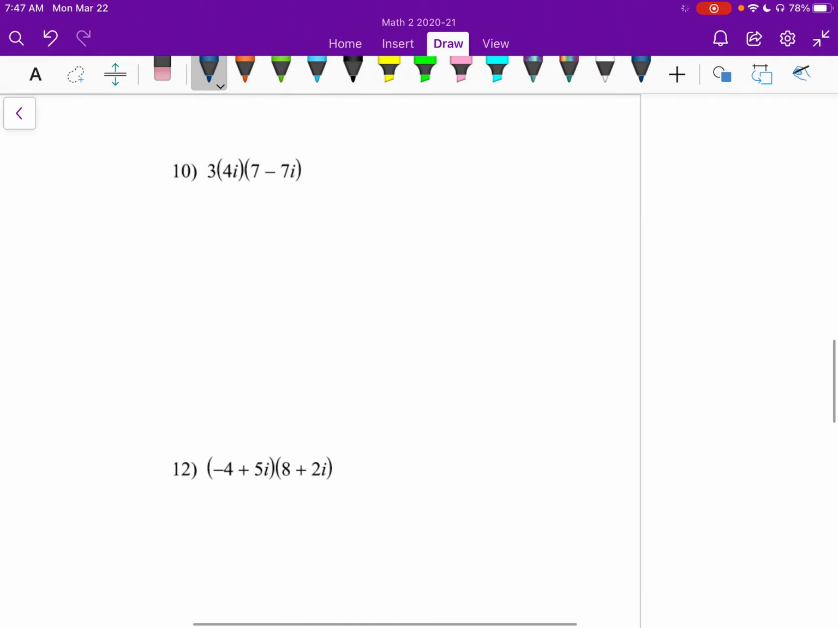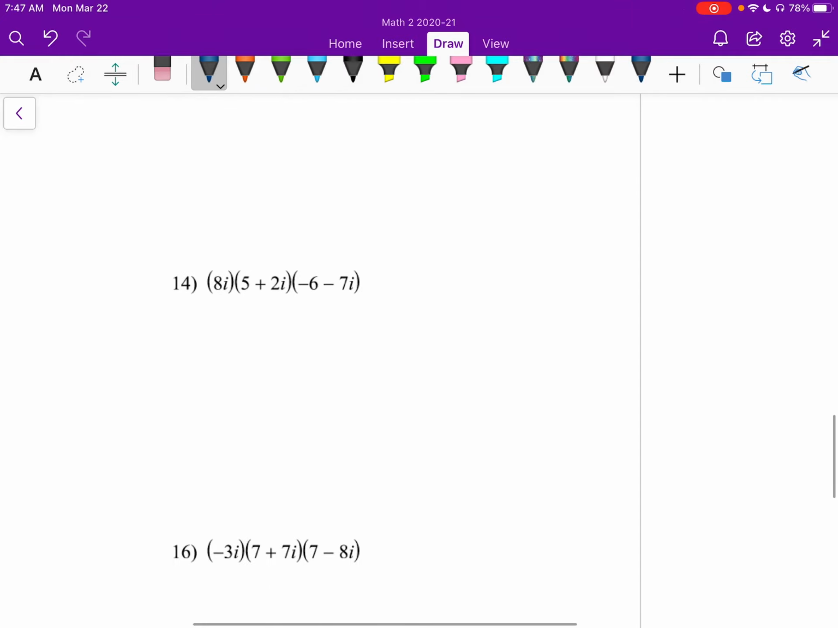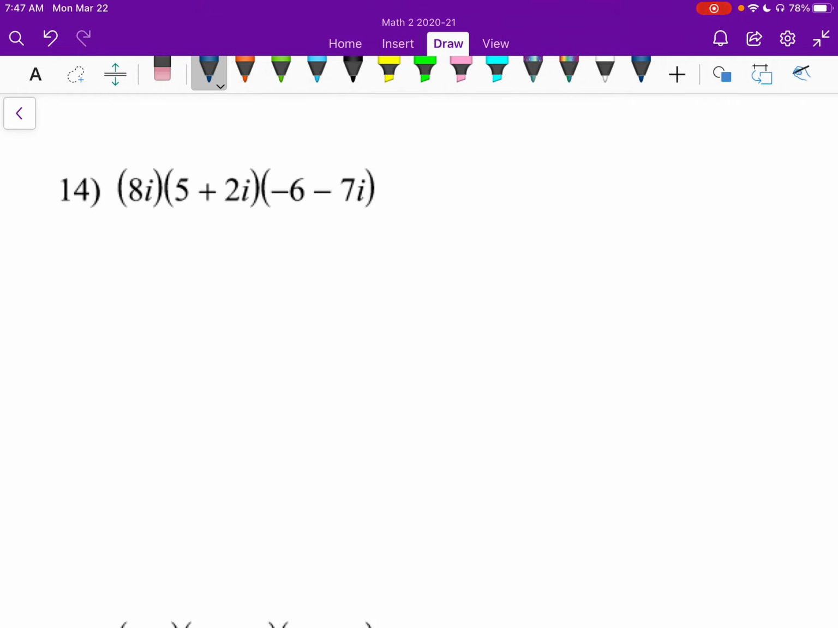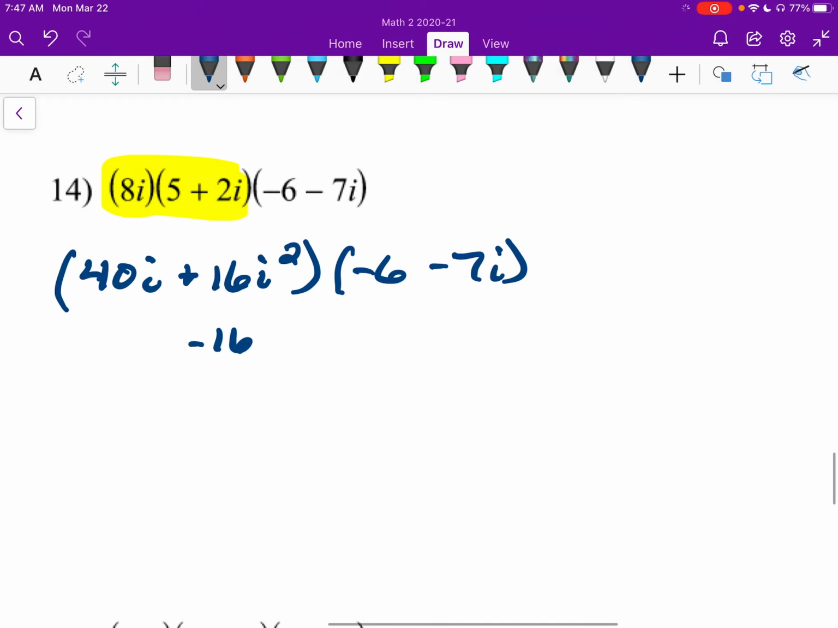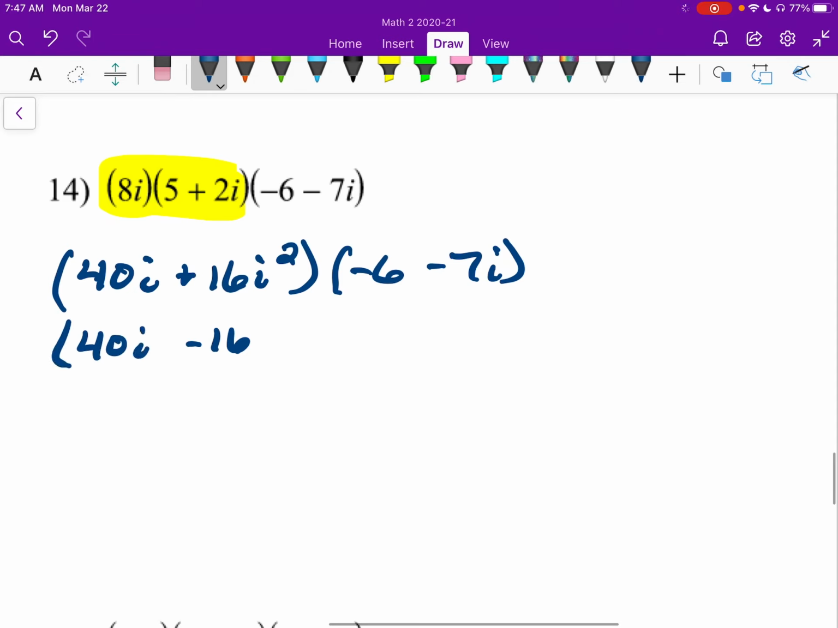Let's see if we can find one that's harder. Let's do number 14. Again, since we have some pluses and minuses in there, we're going to just do 2 pieces at once. We can't do all 3 at once. So I'm going to look at just the first 2. This will be 40i plus 16i squared. And then I still have my -6 minus 7i. Now we know what i squared is. i squared is -1, so this is really a -16, right? So we have 40i, -16, -6 minus 7i.